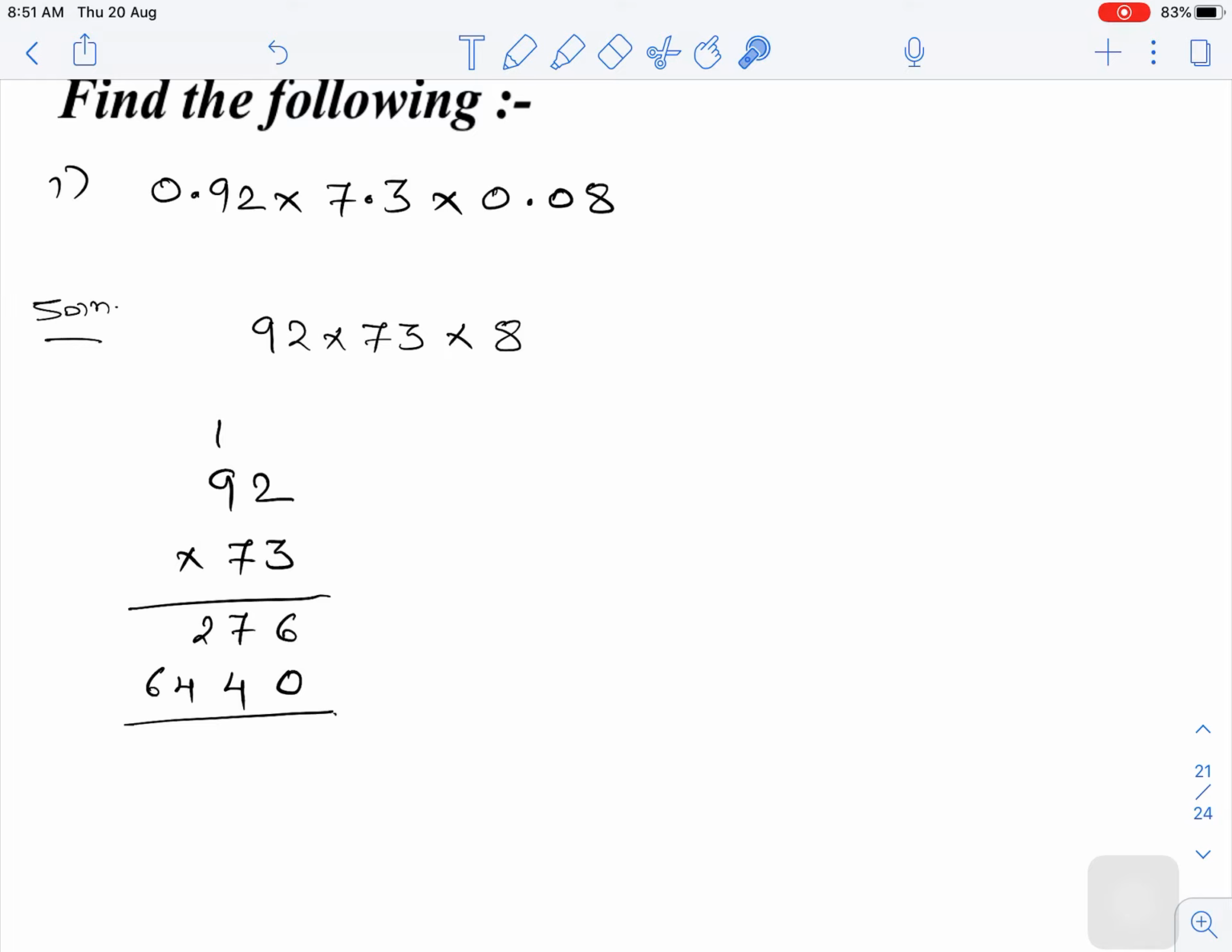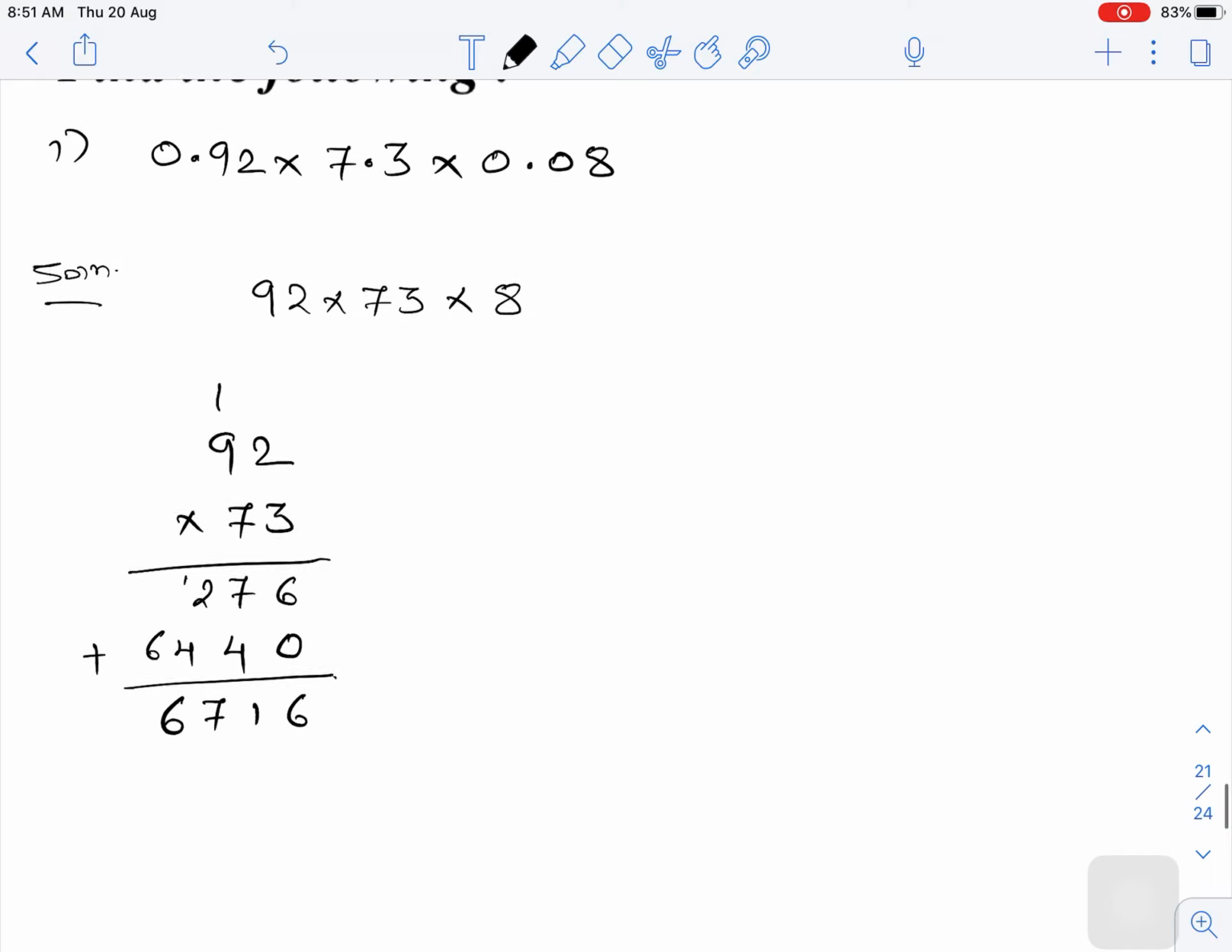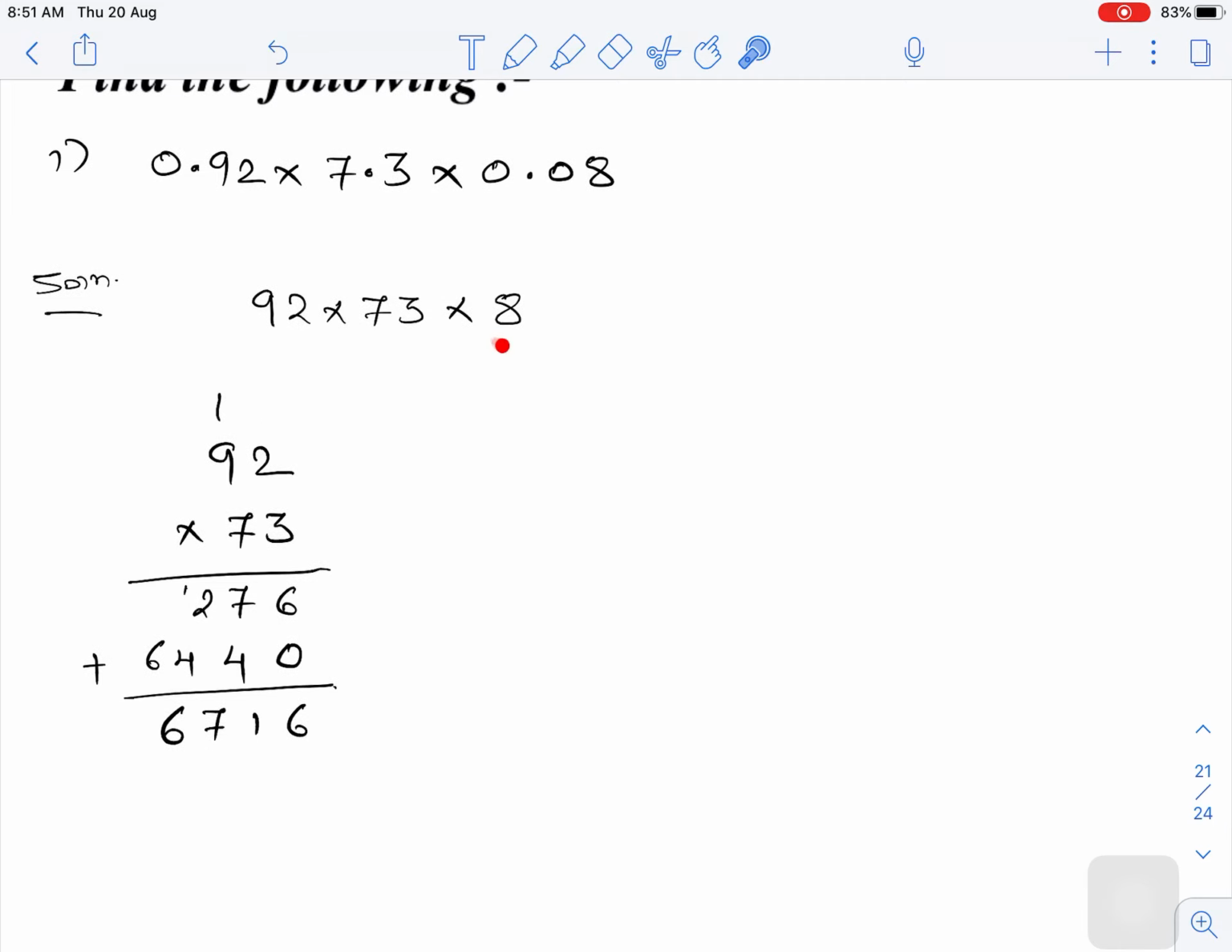Now we have to add this number, so 6 plus 0, I'm writing an addition sign, so here you will get 6, then 7 plus 4, so it will become 11, then 1 plus 2, 3 plus 4, so that will be again 7, and our last number is 6716.